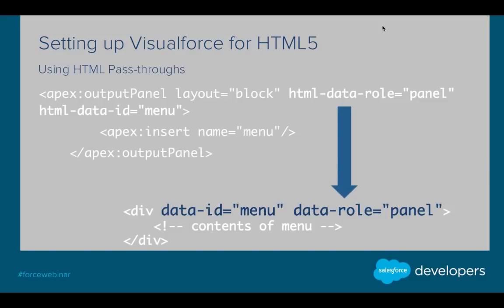So what I want to do next is show you another key feature called HTML pass-throughs. What this allows us to do is take the attributes that we want to add to a specific HTML component. With an Apex output panel, for instance, the desired result there is to have either a div tag or span tag rendered. But the way Visualforce used to work was that you had no real control over the attributes that were going to be put down on that component when it was displayed.